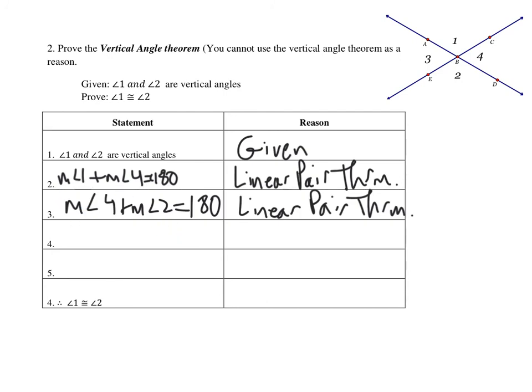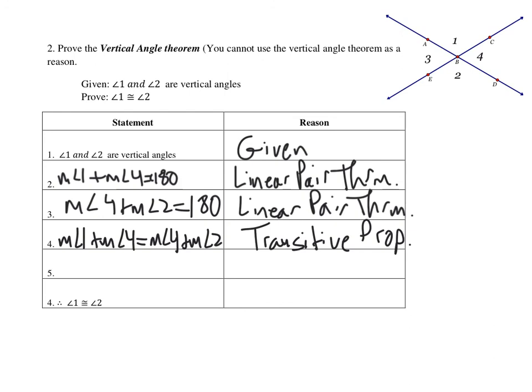Okay, so that tells us that measure of angle 1 plus the measure of angle 4 is equal to 4 plus the measure of angle 2. And what do we use there? Just like up above, the transitive property. Okay. And now, last but not least, if we subtract 4 from both sides, we get measure of angle 1 equals the measure of angle 2. And we just did some subtraction property.